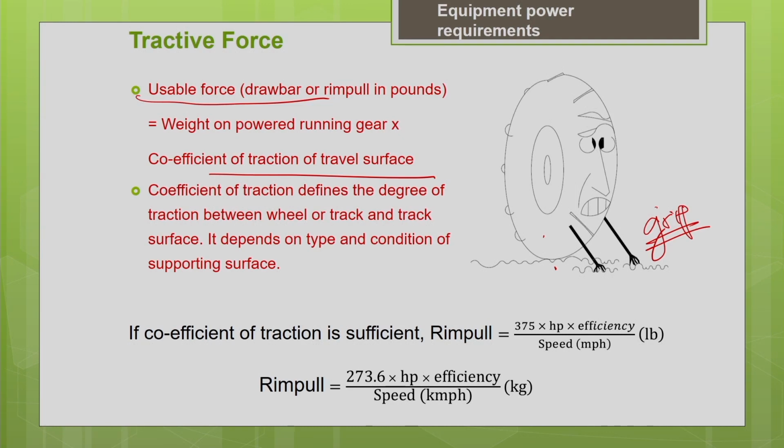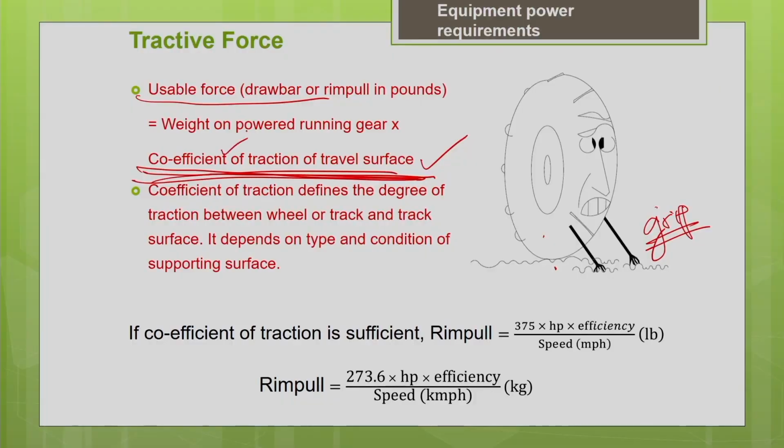How much portion is going to be converted into usable power depends upon the coefficient of traction of the travel surface. That varies from surface to surface. This value also I can get from the literature. Say for example, for a slippery surface, obviously the coefficient of traction will be less. For a concrete surface, an asphalt surface, a snow covered surface, a muddy surface, I can get the coefficients of traction from the literature. Depending upon the traction, the usable force is going to vary. So the total usable force which is available depends upon the traction. If you have better traction, more power will be converted into usable force.